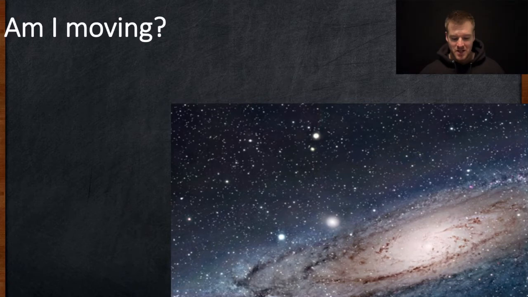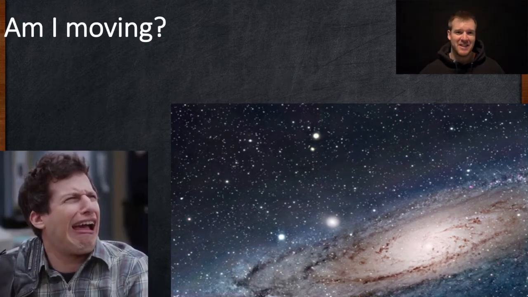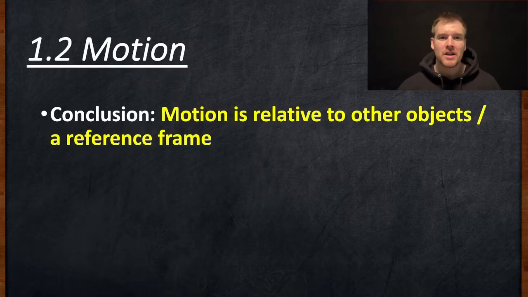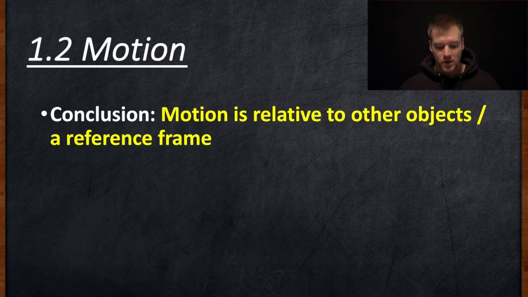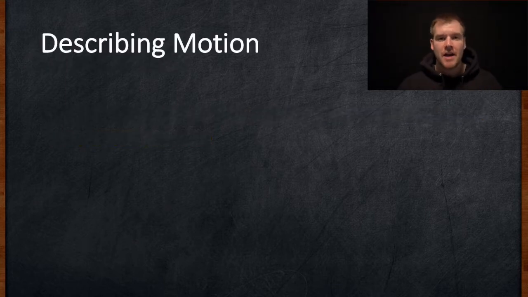So when I ask the question, am I moving? It's kind of a difficult thing to answer. And what I want to conclude from this is that motion is relative to other objects. So right now, I'm not moving relative to the chair and to the Earth, but relative to the rest of the universe, the Earth is actually moving quite quickly. So in this lesson, we're going to have to consider sometimes moving relative to different things. But first, we're going to look at how to describe motion.